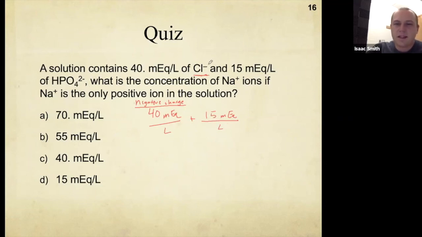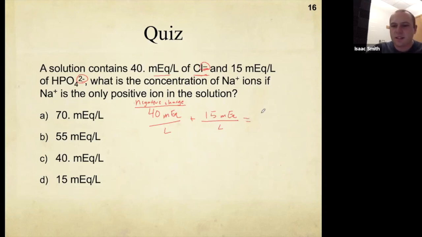And the part that I think can be confusing is that the chloride has a 1 minus charge and this has a 2 minus charge. So sometimes people are still thinking in terms of moles, basically, and thinking that the 15 should be multiplied by 2 or something like that. But it's not. That's not true, because milliequivalents, again, tells us amount of negative charge. So the chloride gives 40 milliequivalents of negative charge, and the hydrogen phosphate gives 15 milliequivalents of negative charge.